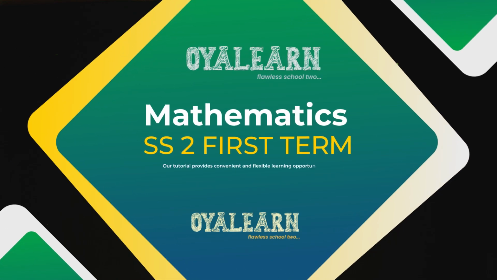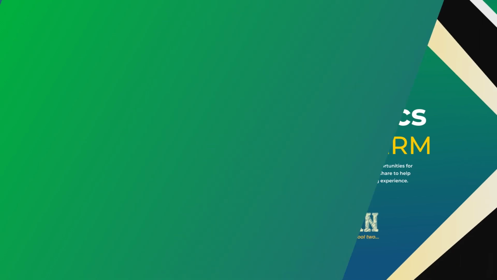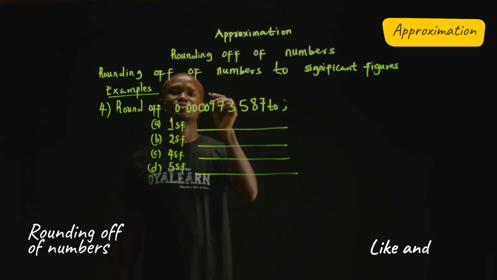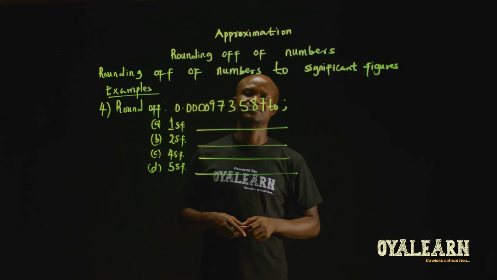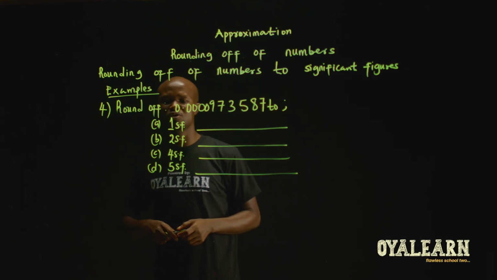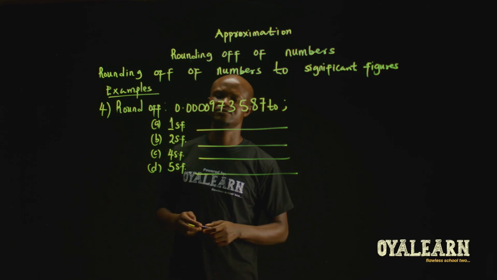Round off 0.0000973587 to the first one, 1SF.